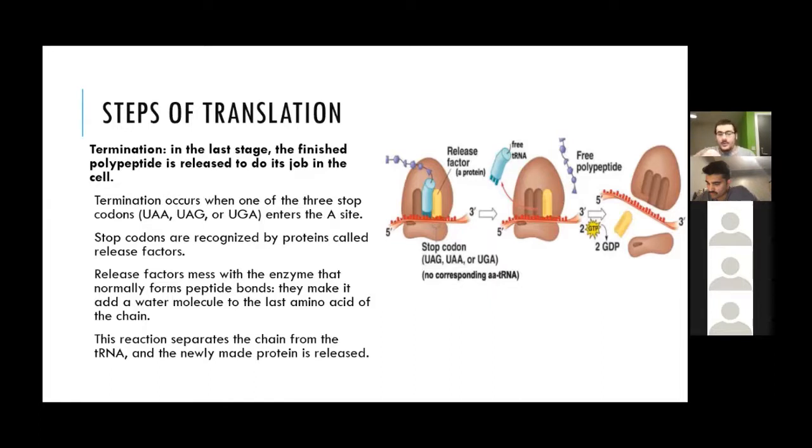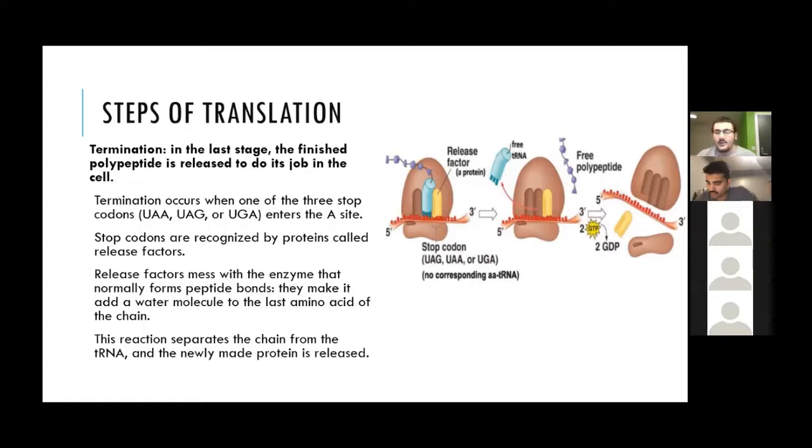Now, those stop codons are recognized by proteins called release factors. What those release factors do is mess with the ribosome, and rather than adding another peptide, another amino acid, it adds a water molecule, so that it separates the growing peptide chain from the last tRNA that was there. It separates it by adding a water molecule rather than another peptide bond.